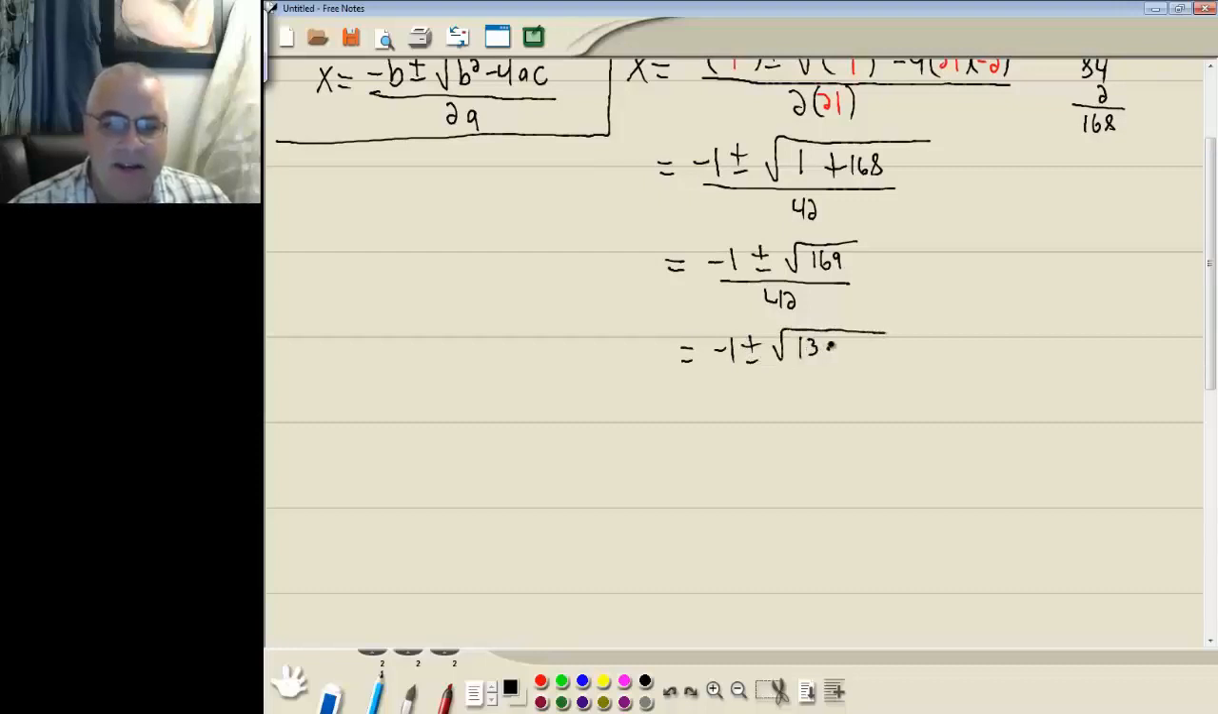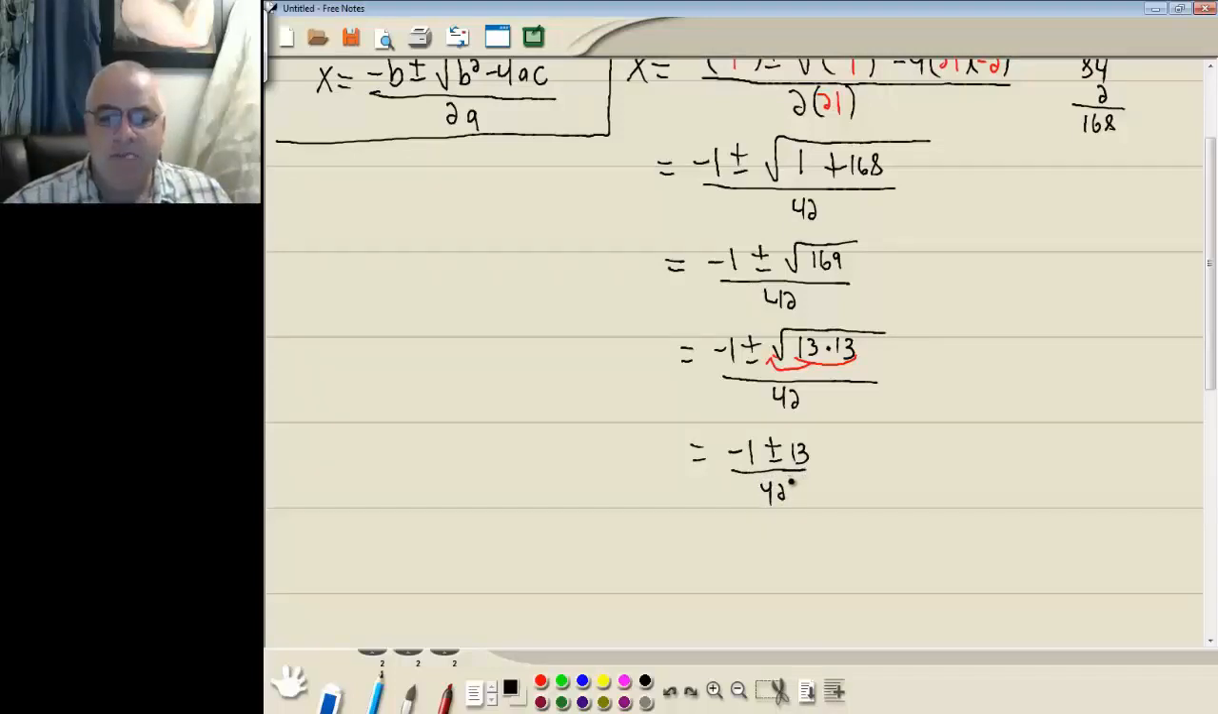169, that's 13 times 13. Remember, with square roots, we're looking for pairs of something. So here's a pair of 13s. A pair of 13s is going to come out in front as a single 13. So we get negative 1 plus or minus 13 over 42.